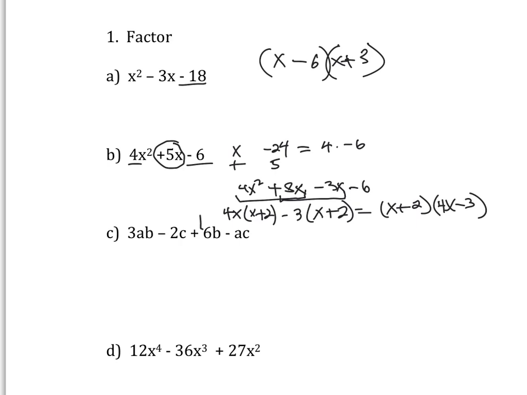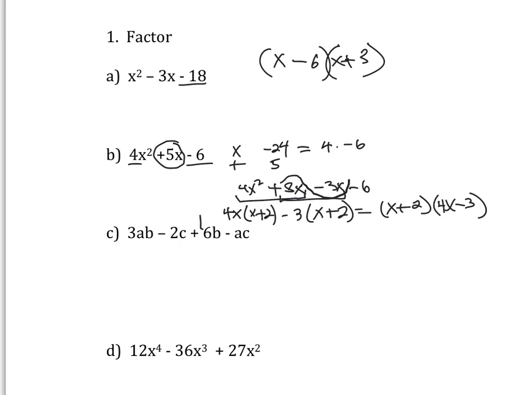Just a note here, if I had reversed the order of 8x and negative 3x, it wouldn't have mattered, because the first two terms would have then factored to x times 4x minus 3, and I would have still ended up with x plus 2 times 4x minus 3.